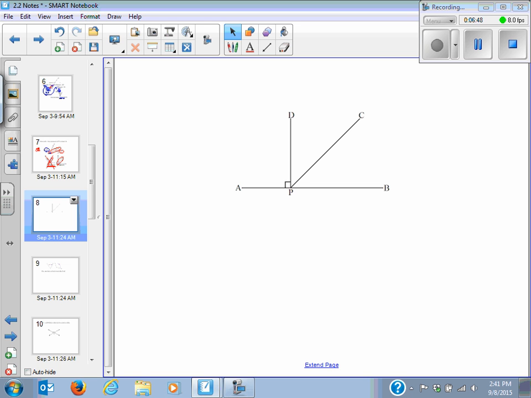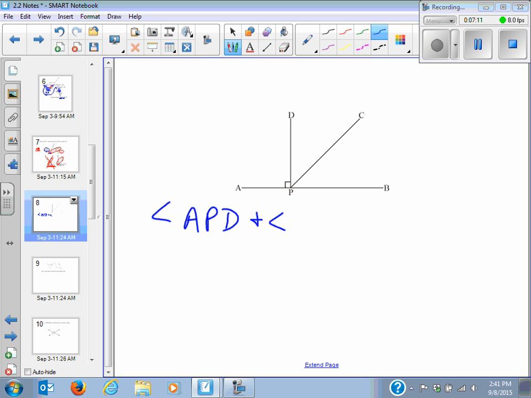All right, so let's go ahead and name some angles that are adjacent, that are supplementary. So if we did this, it would be angle APD and angle DPB. If you notice, I'm going APD, and then wherever I leave off, I'm starting there, DPB. And this is their common side right there.